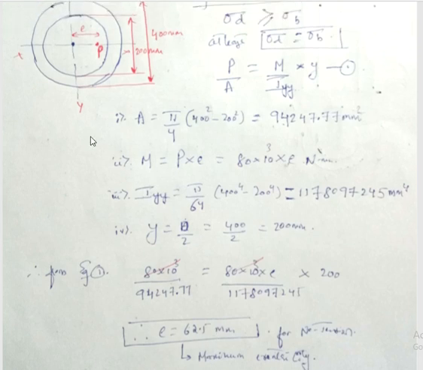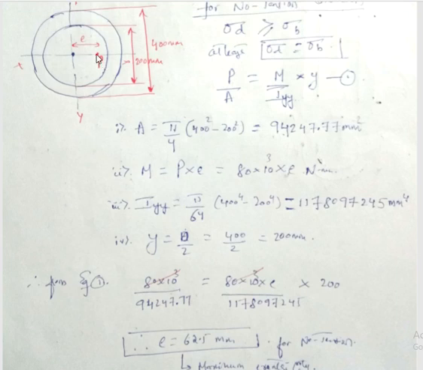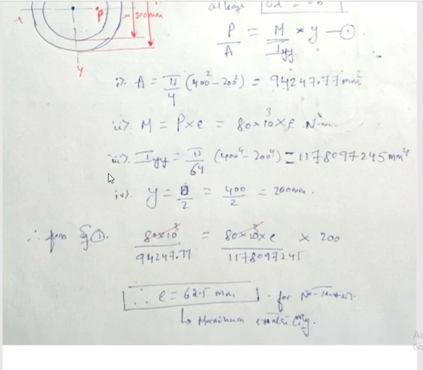That is nothing but, if I place the load at eccentricity E equal to 62.5, then I will not get any tension in the column, even if it bends towards right or bends towards left when I apply a load of 80 into 10 raised to 3 Newton. But if I place the load beyond 62.5, then there will be tension induced in the column and the design is not a safe design. This is about the third problem. In the next video we will look at the final problem and then we'll wind up the third unit.